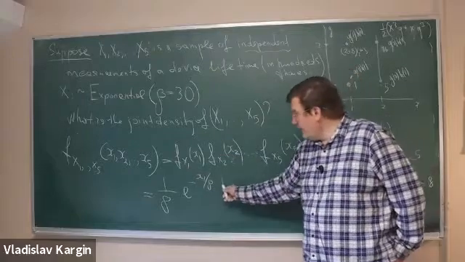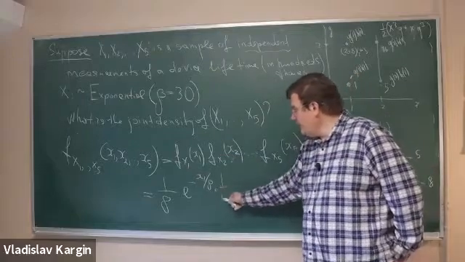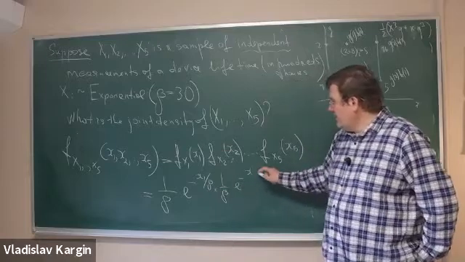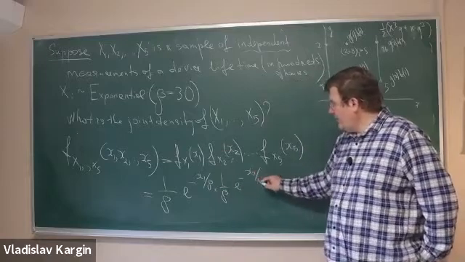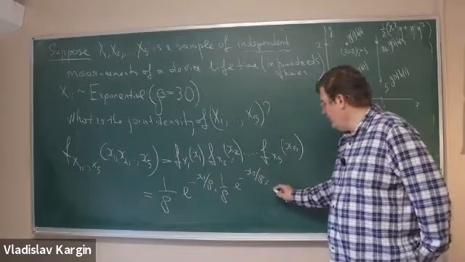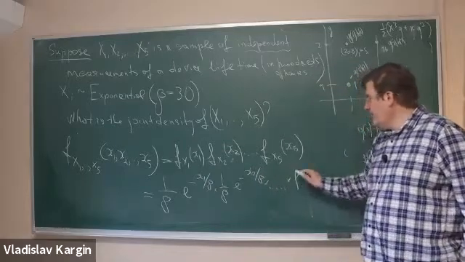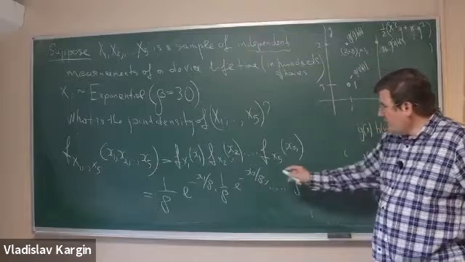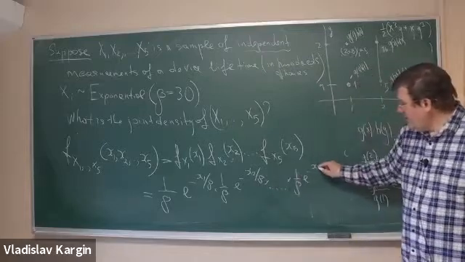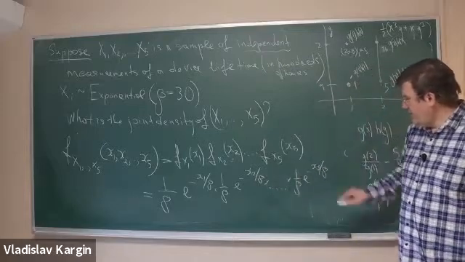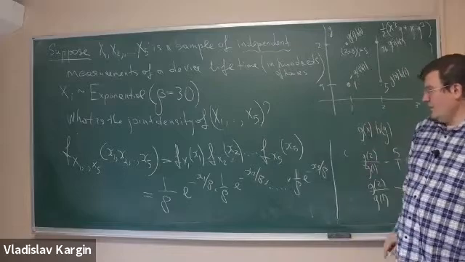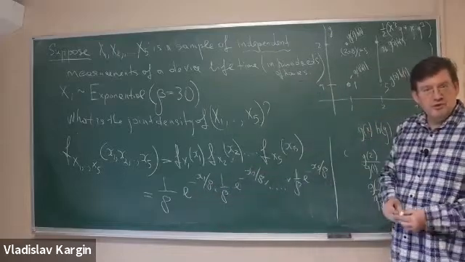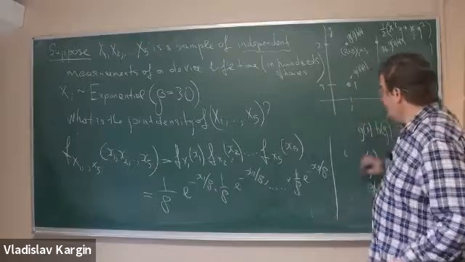The second will be again multiplied by 1 divided by beta, e to the minus x2 divided by beta, and so on. The last one will be the same thing: 1 divided by beta, e to the minus x5 divided by beta. It would be easy to write it down as a product using the product notation, but we can do it this way too.